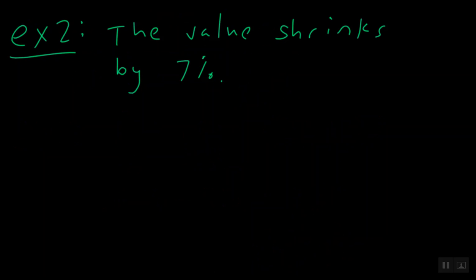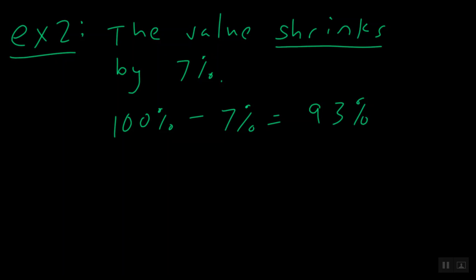All right, let's go ahead and look at one final example. Here we have example 2. The value of something shrinks by 7%. And we say the word shrink means to get smaller or to decrease. And so we're going to say, our starting value is always 100% minus 7%. And this is equal to 93%. And when I go to write this as a decimal, well, I go to the left 1, 2, and 0.93 is my relationship to the original value.